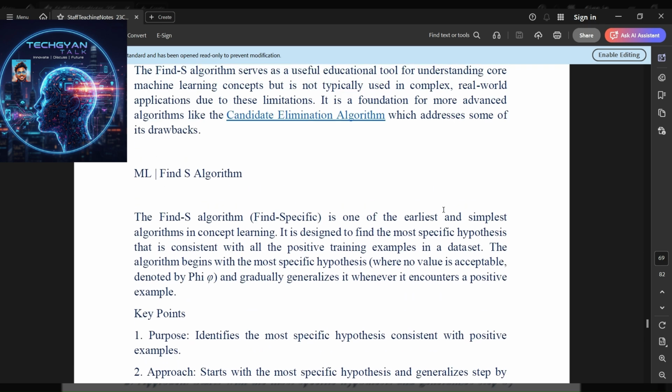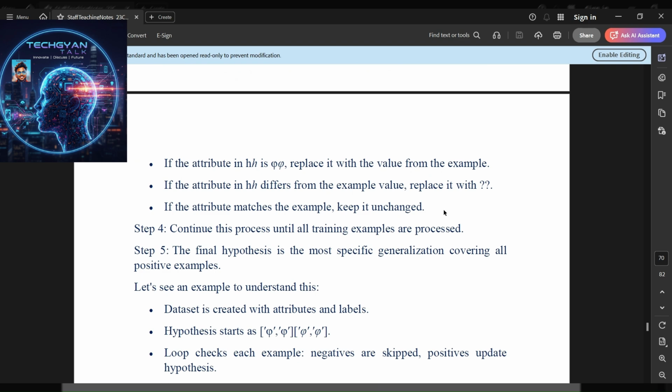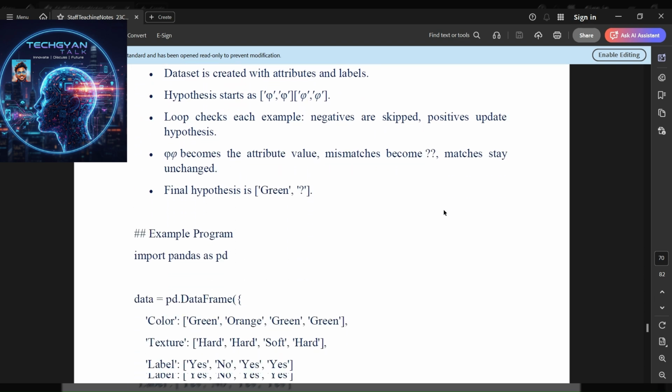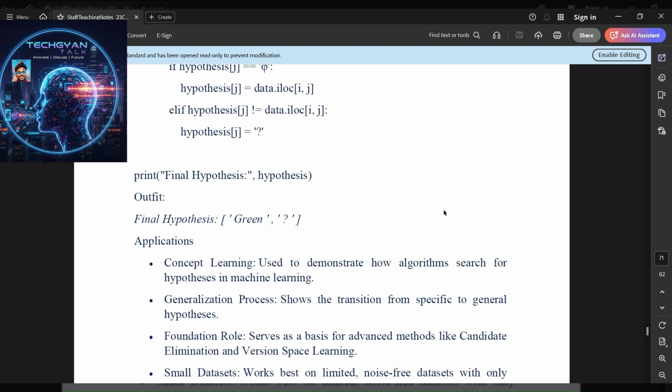So here in this Find-S algorithm, I'll be showing the code at the end of this video. Please have a look into it. This is the code, and I will execute and show the output like this.